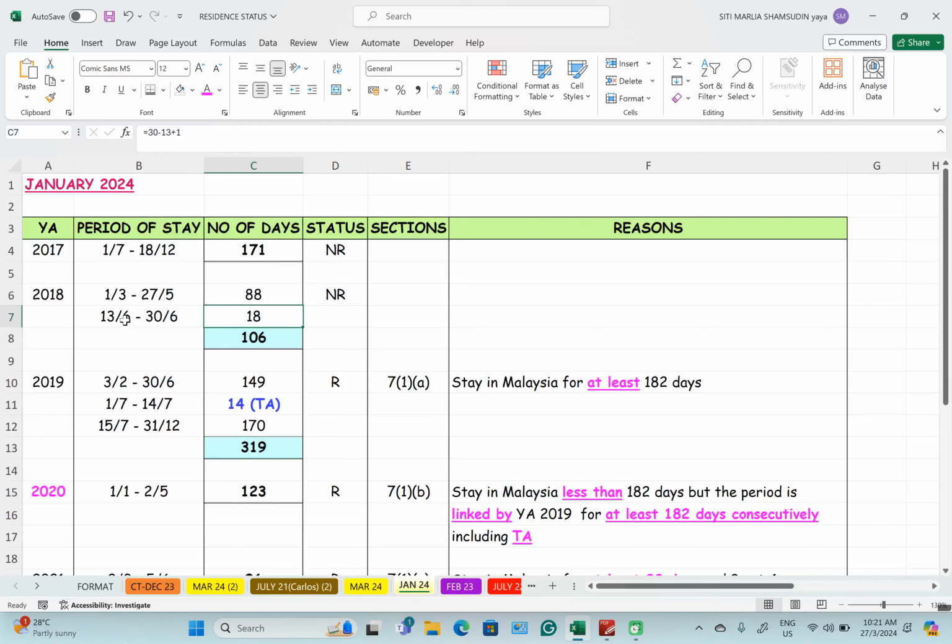Followed by 30 June until 30 June. This is the same month, right? Therefore, take the second date 30th minus the first date 13. So, plus 1. So, I got here 18 days. Total up, everyone. So, number of days is 106.